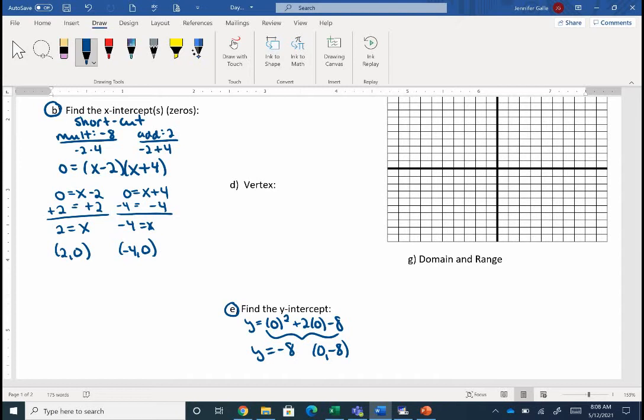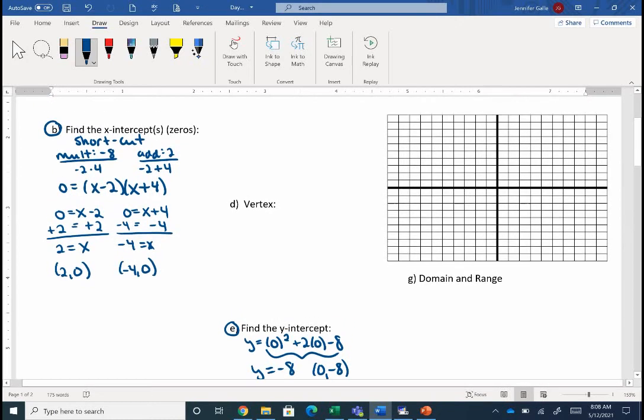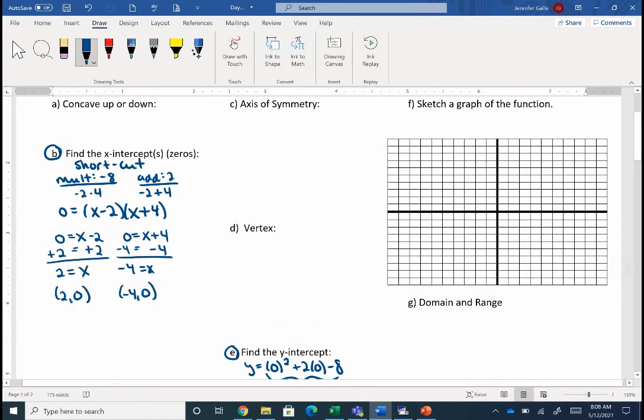But having x-intercepts and having a y-intercept, I can't make my parabola without my vertex. So that's what our focus needs to be on today, is finding that vertex piece. So to start, to figure out how we're going to get that vertex, what I want to do is go ahead and graph our x-intercepts. So we have one at 2, and we have one at -4.